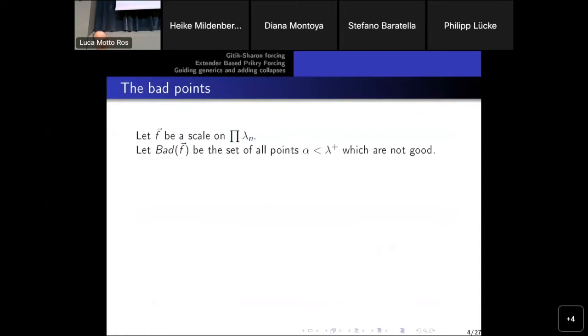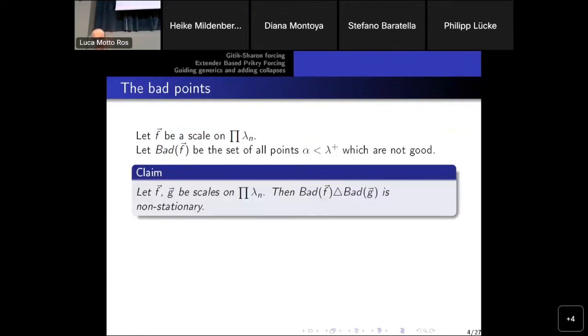Let's just note a few easy things about the bad points of the scale. We denote it by bad of f. If we have two scales on the same product, then the sets of bad points in both scales are essentially the same; the symmetric difference is non-stationary. So the collection of bad points does not really depend on the choice of the scale, it just depends on the choice of the lambda n, up to lambda.